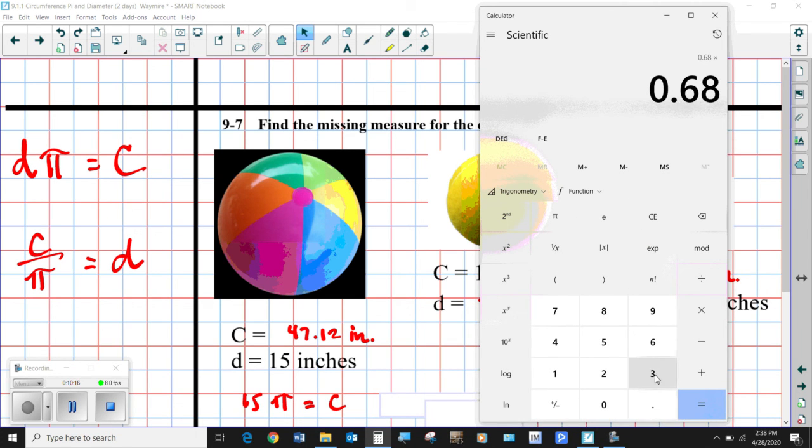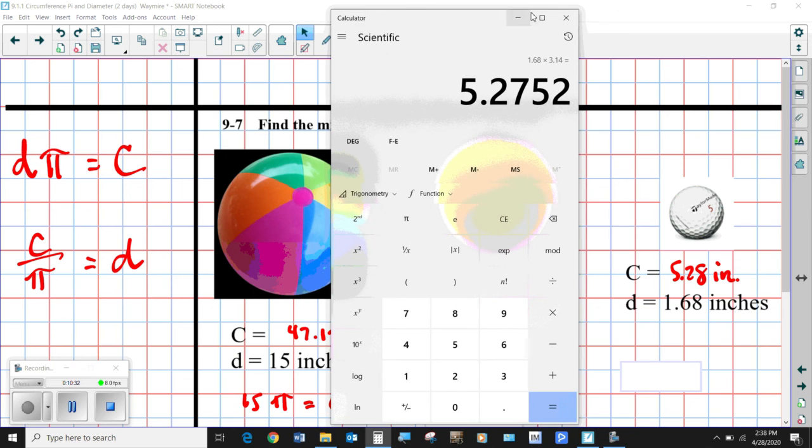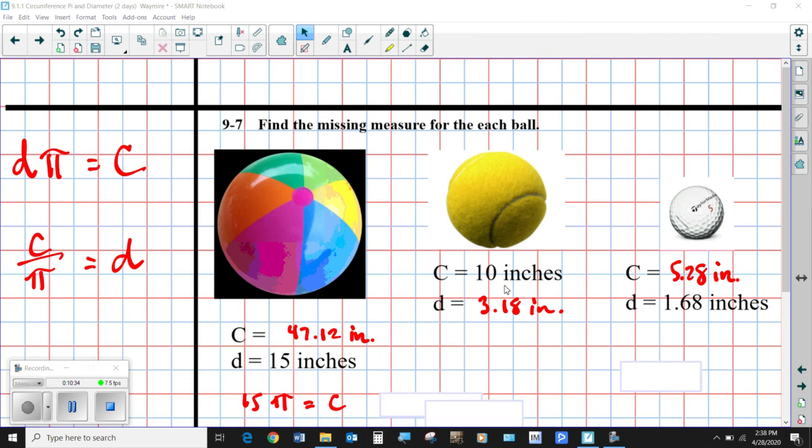1.68 times 3.14. There it is. So yeah, they both round to the same thing. So that's how we work with pi to find either the circumference or the diameter of circles.